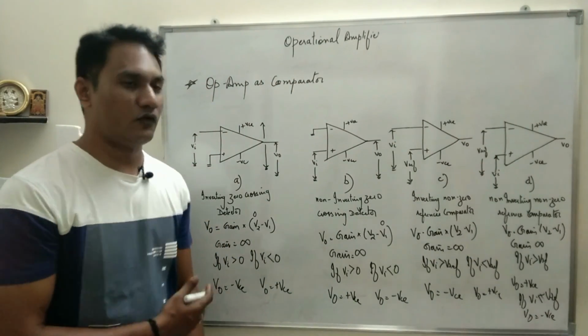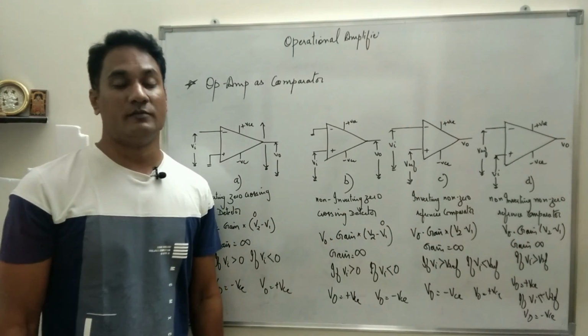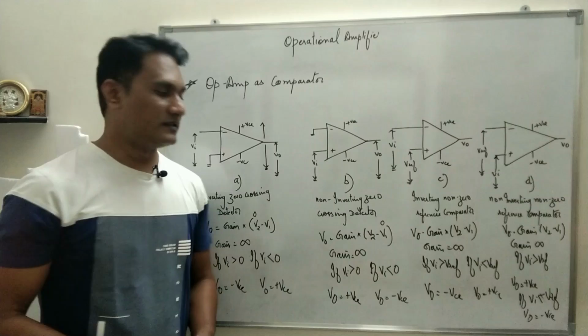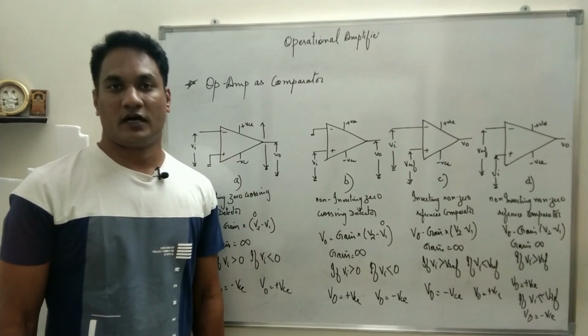So these are the four conditions. Just draw the diagram, write this condition, that's all. This question will be asked for 3 marks, and this is more than enough for you to write and get the marks. I hope you have understood.